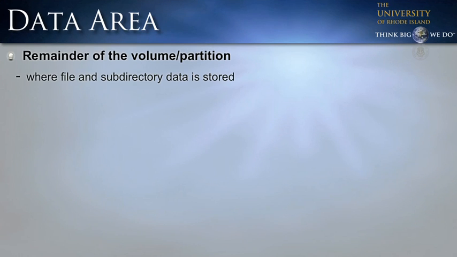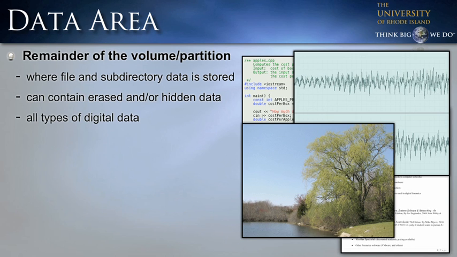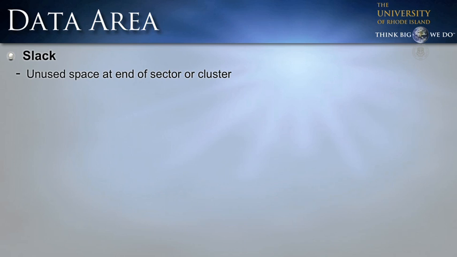Finally, we have the data area of the volume. This is where all the digital data is stored. This area can also contain erased or hidden data. The clusters of the data area are numbered sequentially, usually beginning with 2. Since the cluster numbers are a logical reference, they do not necessarily have a direct correspondence with a specific platter, head, or side.